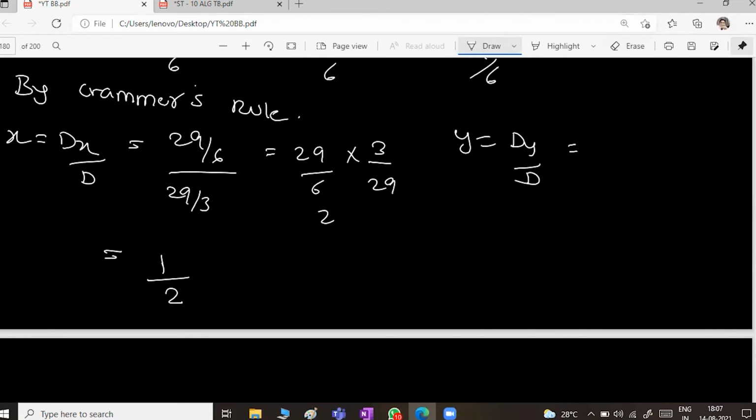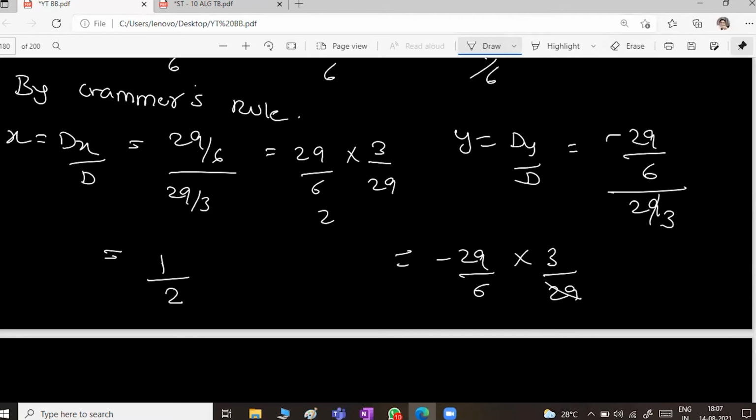Then similarly here in this case dy/d. So dy/d is going to be what? -29/6 upon 29/3. So here it's going to be -29/6 into 3/29. 29 ones are 29, minus ones are 3 ones are 3 twos are. So here it's going to be -1/2. Again, I'm erasing this calculation wala, cutting wala part, since it becomes difficult to read as well.